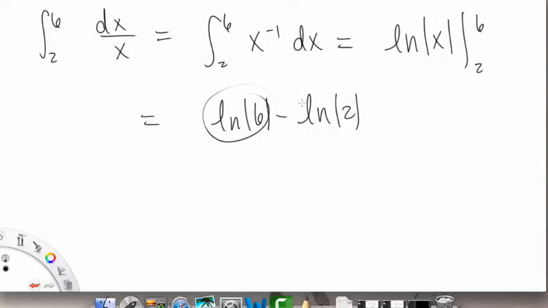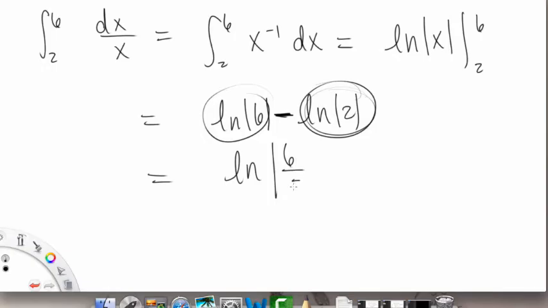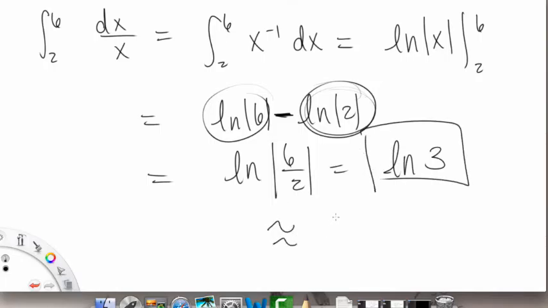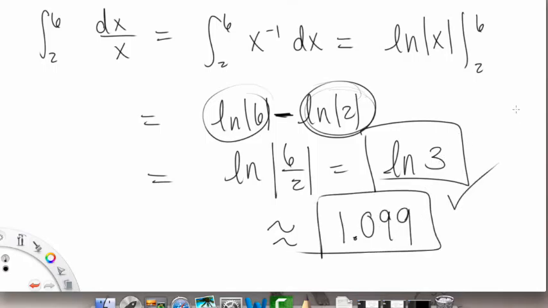So this is with 6 plugged in, and then from the formula, from the fundamental theorem of calculus, part 1, we're going to subtract when we plug in the lower limit of integration. So this is going to turn out to be ln of 6 over 2, which is ln of 3, and 3 is already positive, so we can just write a 3 there. You can either make this your answer, or we can plug it into a calculator, and we get about 1.099. Both of those are correct answers.